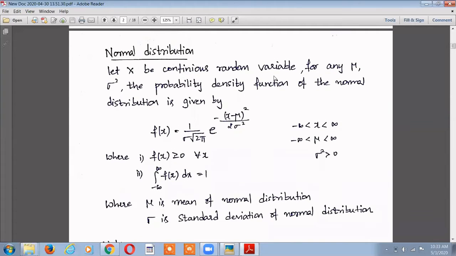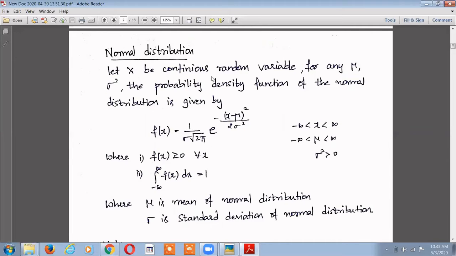Let x be a continuous random variable, for any mu, sigma square. The probability density function of the normal distribution is given by f of x equal to 1 by sigma root 2 pi into e to the power of minus (x minus mu) whole square divided by 2 sigma square, where f of x is greater than or equal to 0 for all x, and the integral from minus infinity to plus infinity of f of x dx is equal to 1.